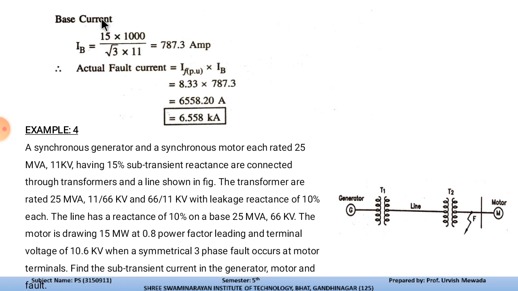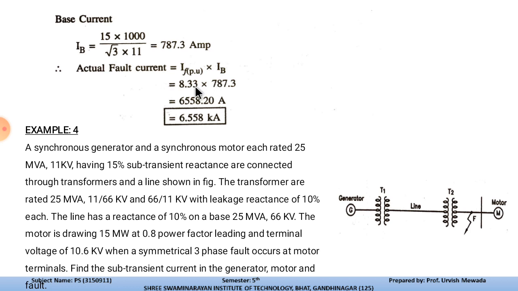So 15 is the new base MVA rating that we have selected, and root 3 multiplied with the kV rating, that is 11. So IB is equal to 787.3 ampere. The actual fault current is IF PU into IB.